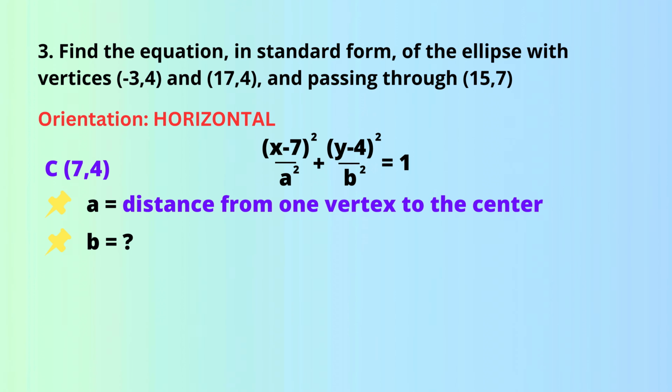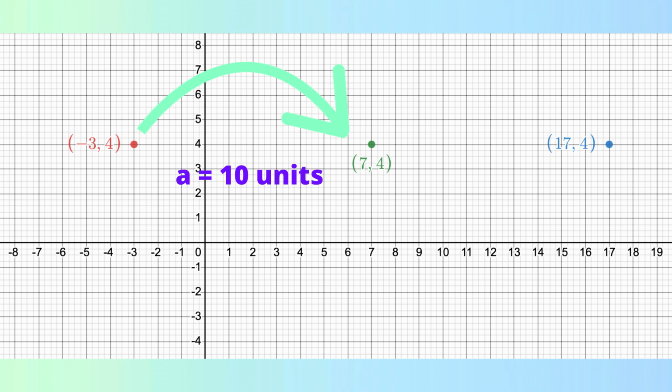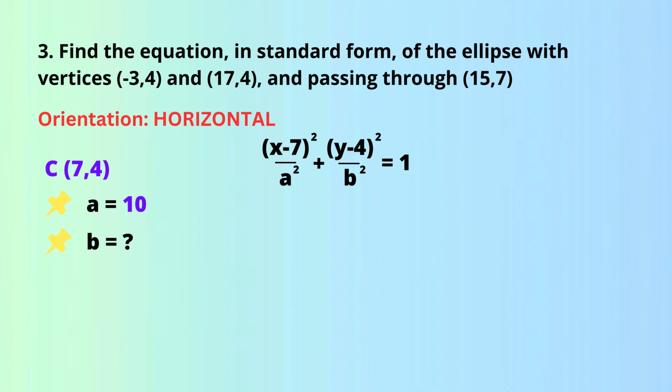a is the distance from one vertex to the center. We can use the distance formula, or, if we plot our vertices on the Cartesian plane, we can just count how many units one vertex is to the center. In this case, it is 10 units. Therefore, a is equal to 10. We can now substitute it to our equation, then square it, so that a squared becomes 100.